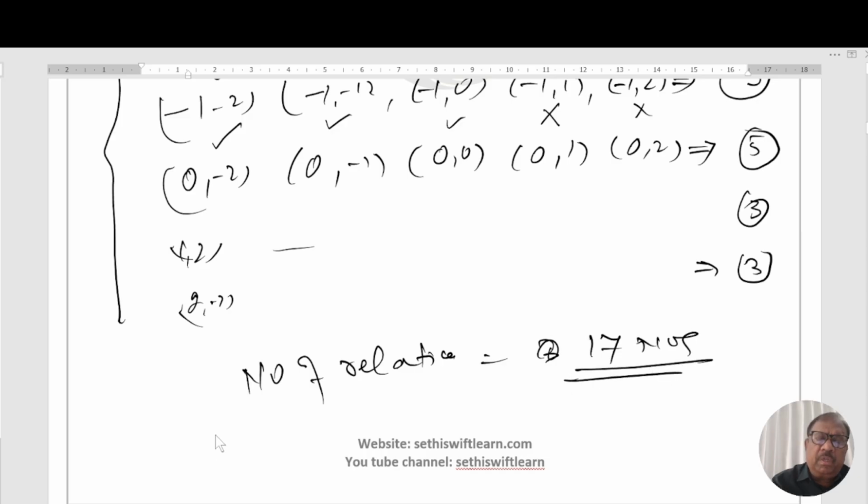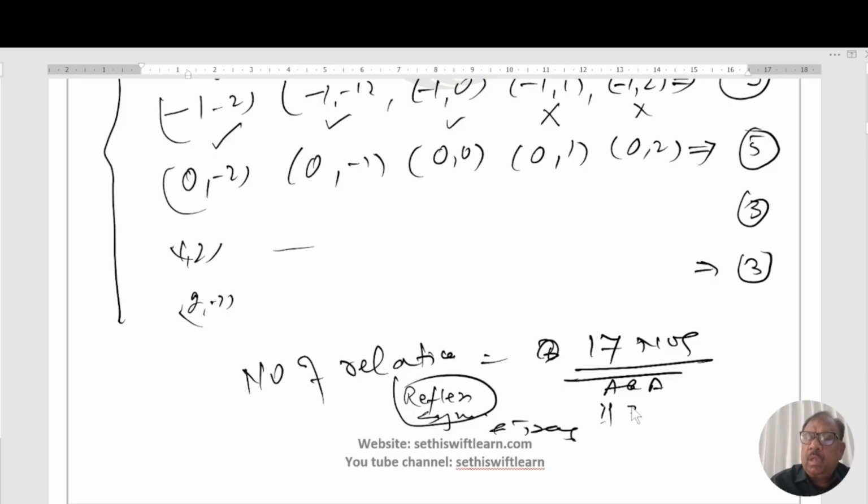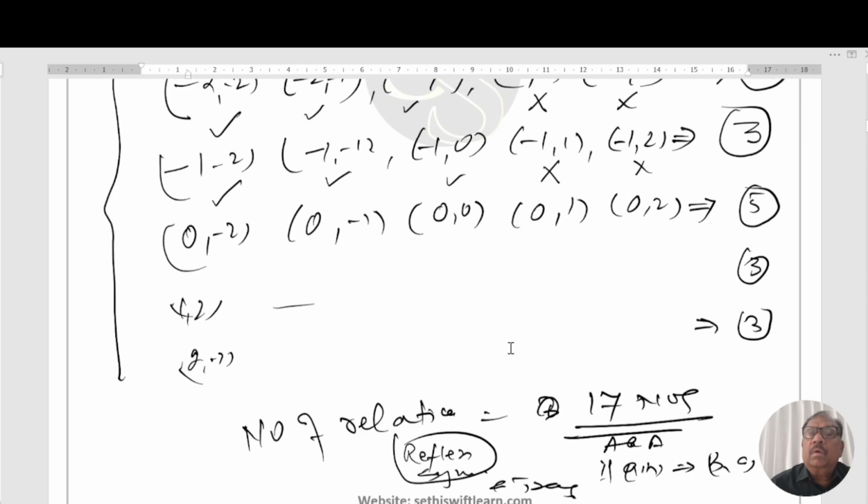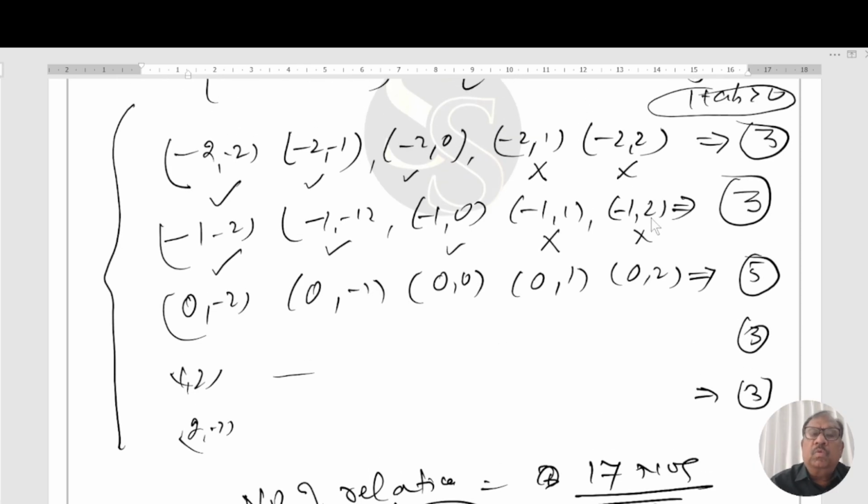For an equivalence relation, what is the condition? Reflexive, symmetric, and transitive. For reflexive, (a, a) should be in R, like (1, 1), (2, 2), (3, 3). In symmetric, if (a, b) then (b, a). If you observe, (-1, 2) is there, so (2, -1) will be available. So it is reflexive as well as symmetric.